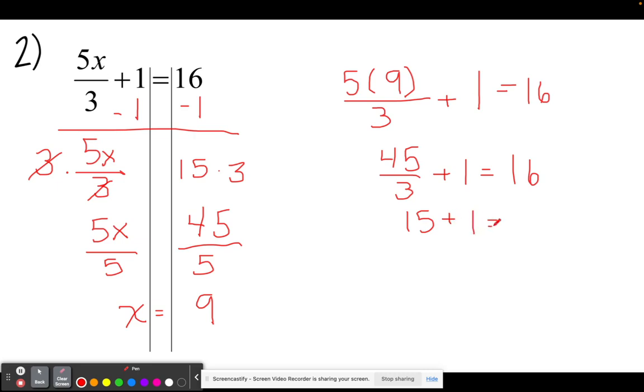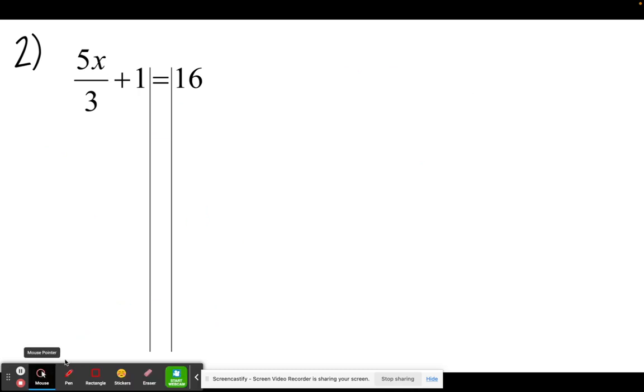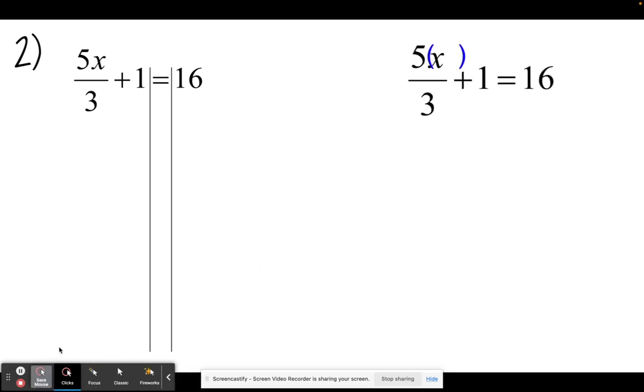And I won't require you to go that one step further and say 16 equals 16. We know 15 plus 1 equals 16. That is fine. I already did the check, so I can move on.